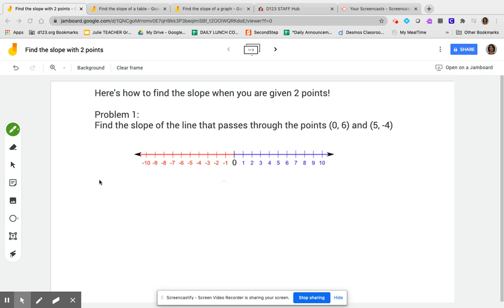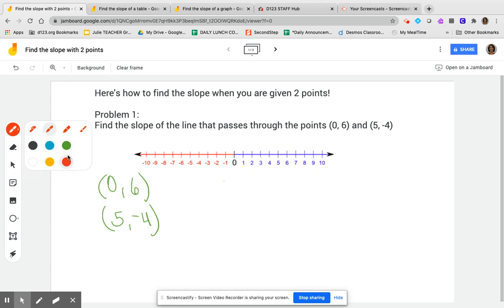Okay, on this problem, we're going to find the slope of a line that passes through 2 points. The first thing we're going to do is set up the points by writing one on top of the other. So 0, 6, and below that, we're going to write 5, -4. Doesn't matter which is on top and which is on the bottom.